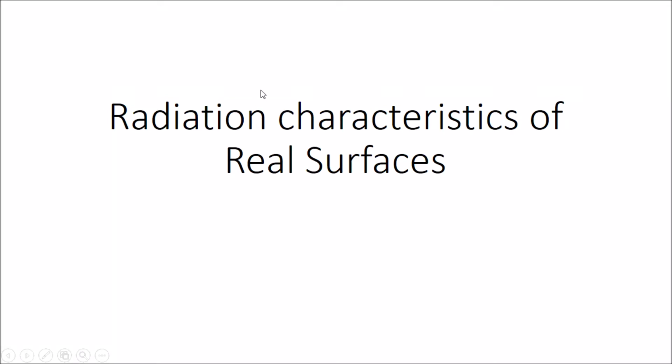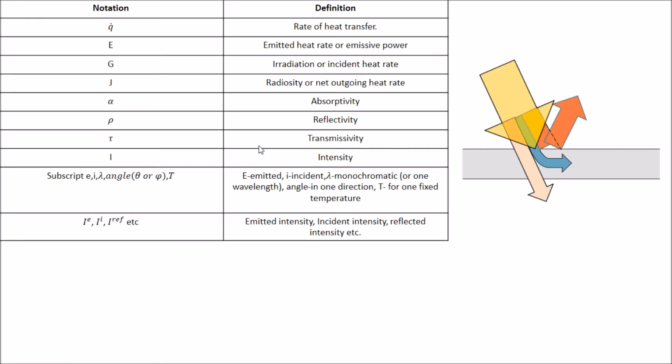Okay, so we will start to talk about the radiation characteristics of the real surfaces. Till now we have covered black bodies. For the real surfaces we have different notations because the real surfaces are more complex than the black bodies, therefore we have additional notations.